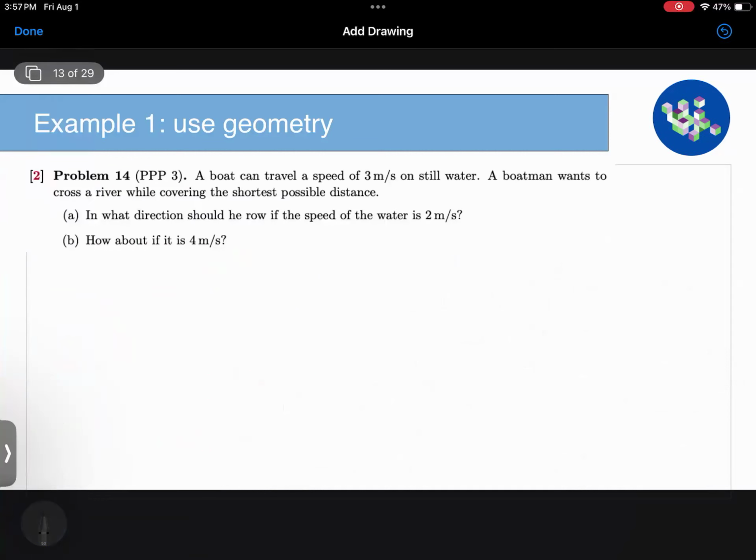The idea is you want to use geometry when you're solving these kinematics problems, okay? So here's a problem from Kevin Joe. A boat can travel at a speed of 3 meters per second on still water. The boatman wants to cross a river while covering the shortest possible distance. In what direction should he row if the speed of the water is 2 meters per second? How about if it is 4 meters per second?